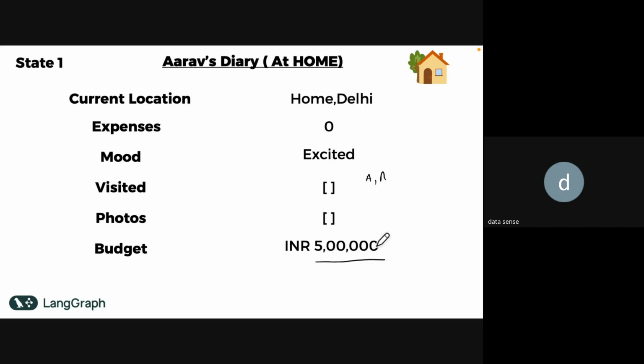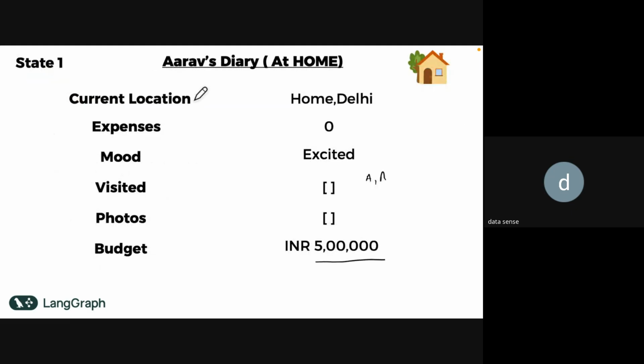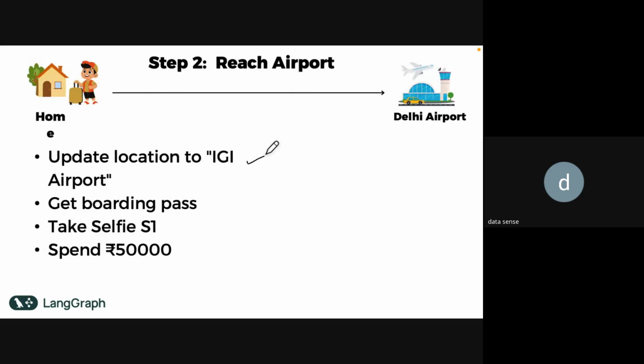Clear, everyone? Okay, now what will he do? Step 2, he will go from his house to Delhi. Suppose he reached Delhi airport. So once he reached Delhi airport, what will he do? First of all, he will update his location to IGI airport. If you see here, his location was home in Delhi. His location will change, right?